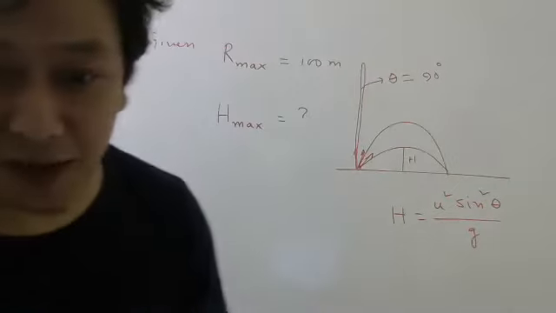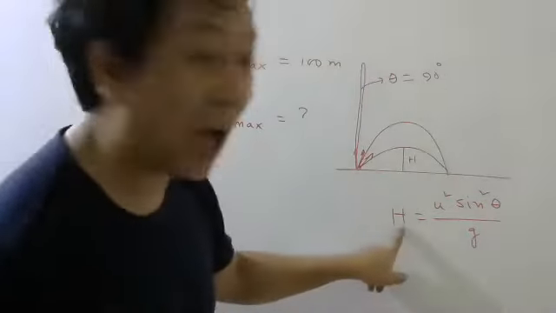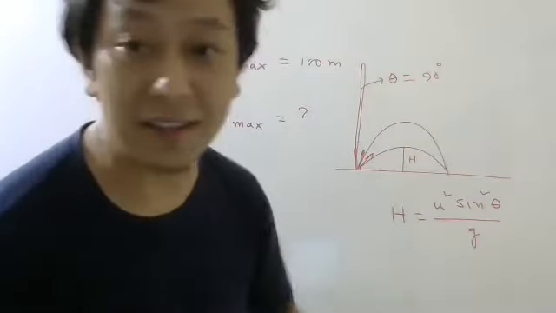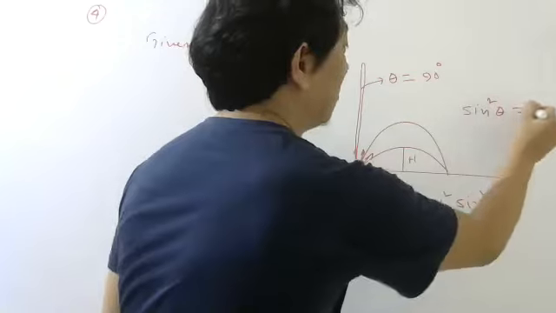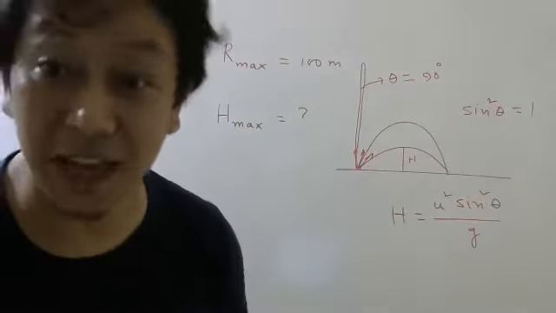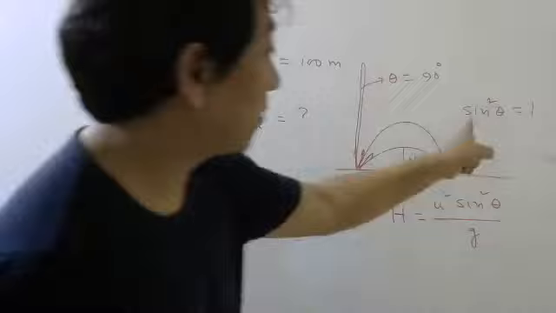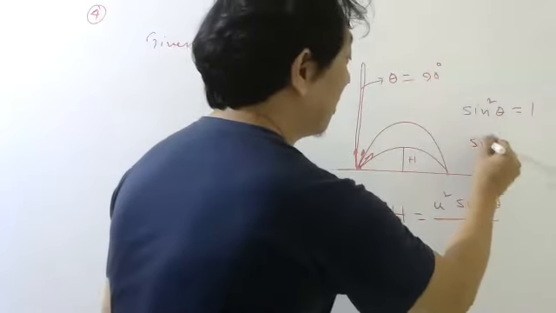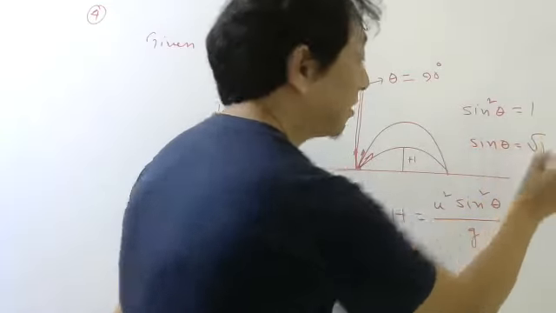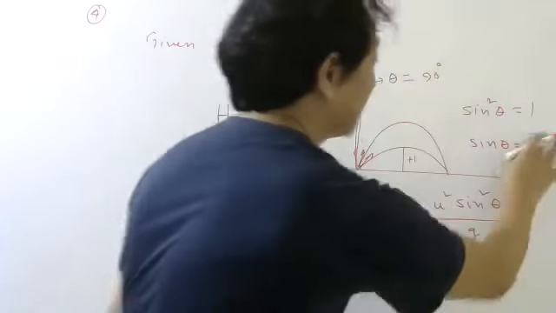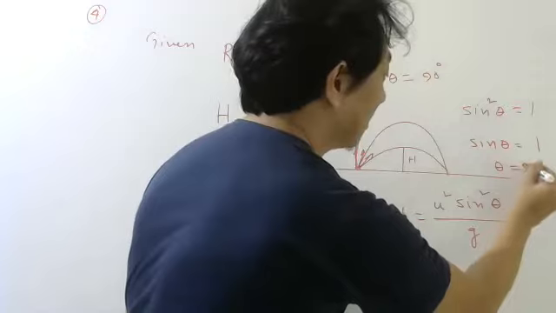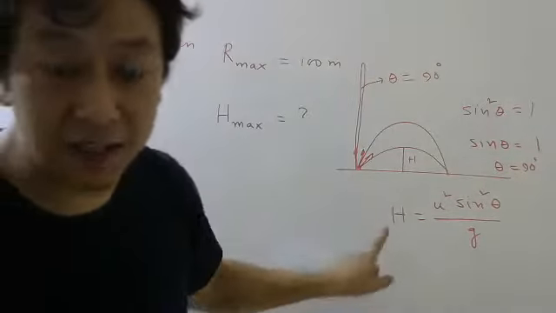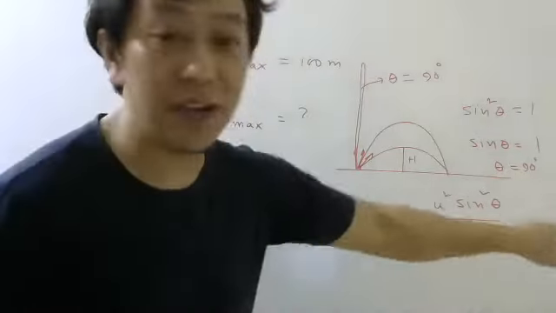This was the formula for maximum height, correct? So when will height be maximum? When sine square theta will be 1. That is the maximum value of sine or sine square. So if this is the maximum value, sine theta will be square root of 1, which is 1 only. For which angle is it 1? 90 degree. So if you want height to be maximum, the angle should be 90 degree.